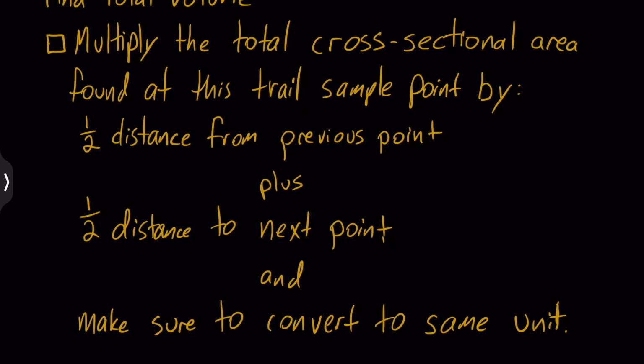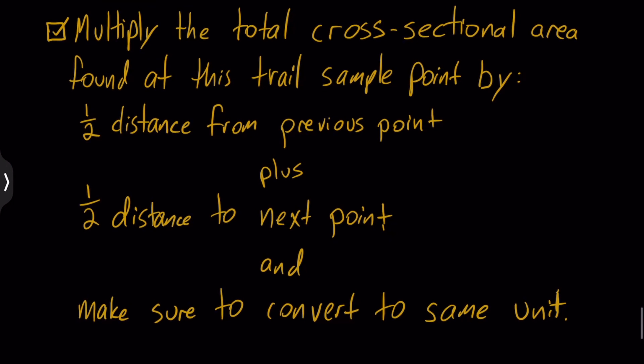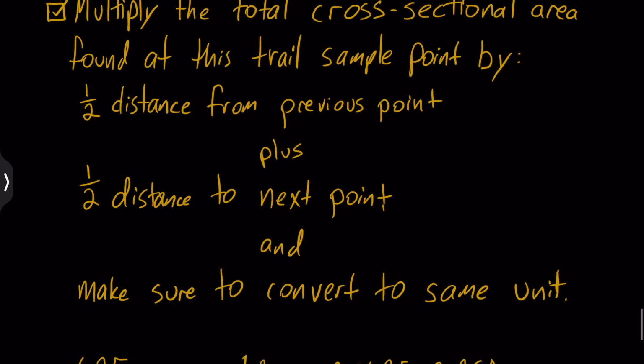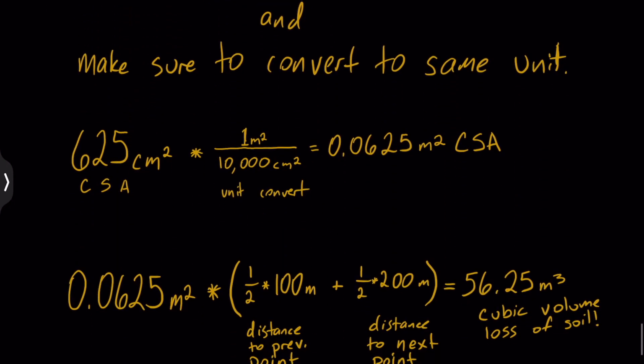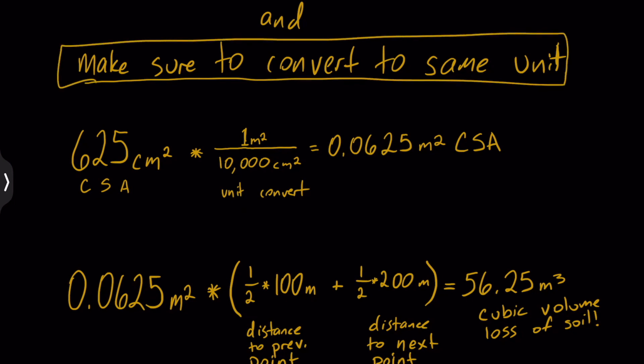We'll multiply the total cross-sectional area found at this trail sample point by 1/2 of the distance from the previous point. In our example for our trail network, where our typical survey points were 100 to 200 meters from each other, that would be like 50 to 100 meters as 1/2 the distance from the previous point, and then 1/2 the distance to the next corresponding point after this one that we're headed to next. Again, we want to make sure to never miss converting our units so that we're speaking apples to apples.